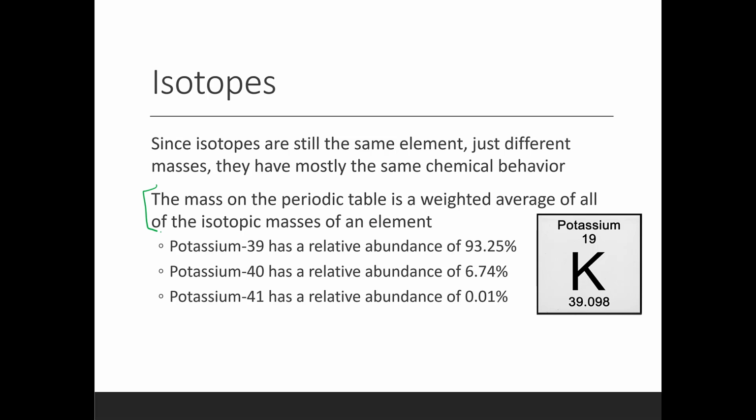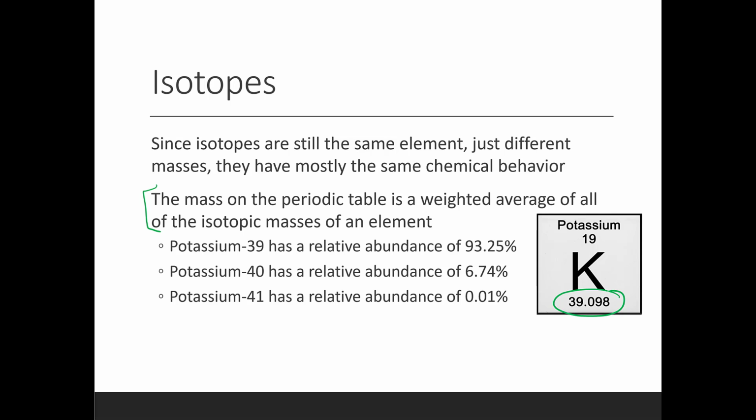The mass that's listed on the periodic table, you'll notice over here, does not say 39, it doesn't say 40, it doesn't say 41. That mass on the periodic table is a weighted average of all of the isotopic masses of an element. You might be familiar with the term weighted average because that's how many of your grades are calculated. If something is weighted more heavily, that means in the grade book it's more important, it's worth more.